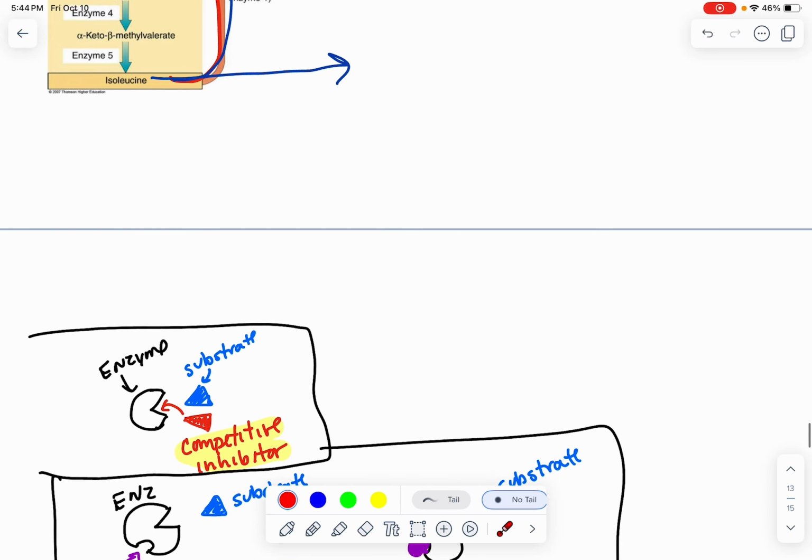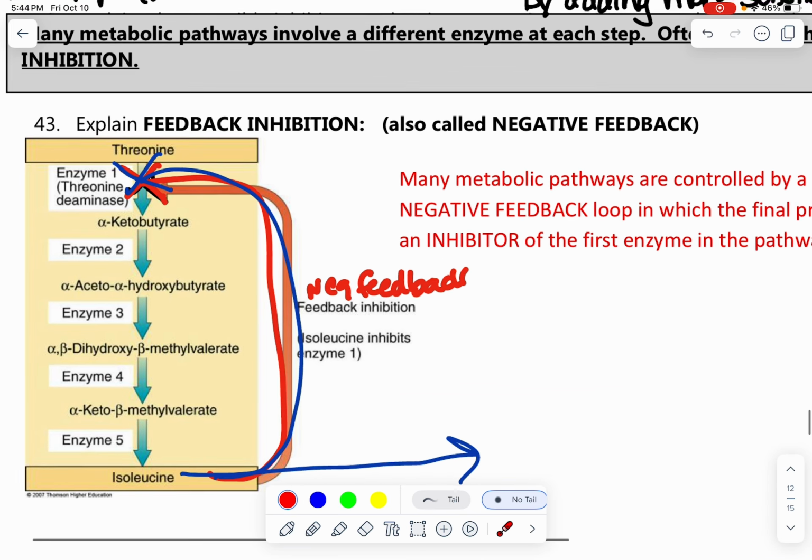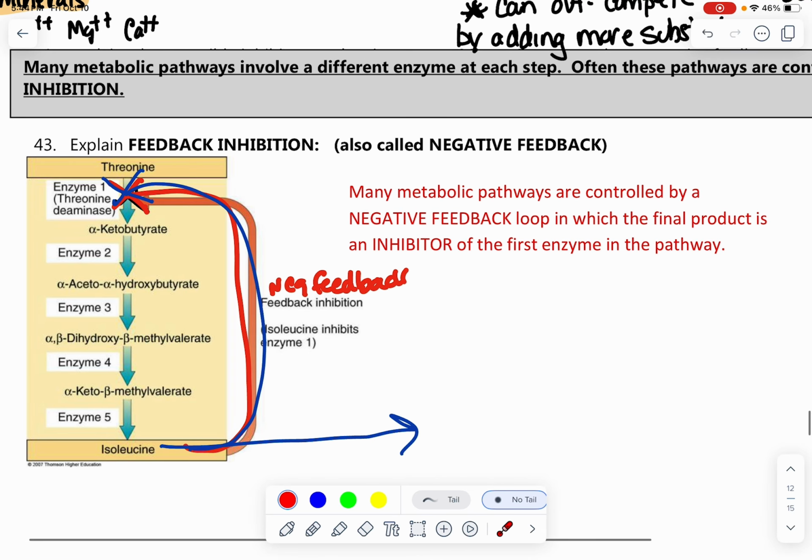So that's it. I guess negative feedback. This is really simple. I might as well just do it right now. Feedback inhibition, also called negative feedback loops. This works a lot in living things. Okay. So many metabolic pathways, this is how they're controlled.